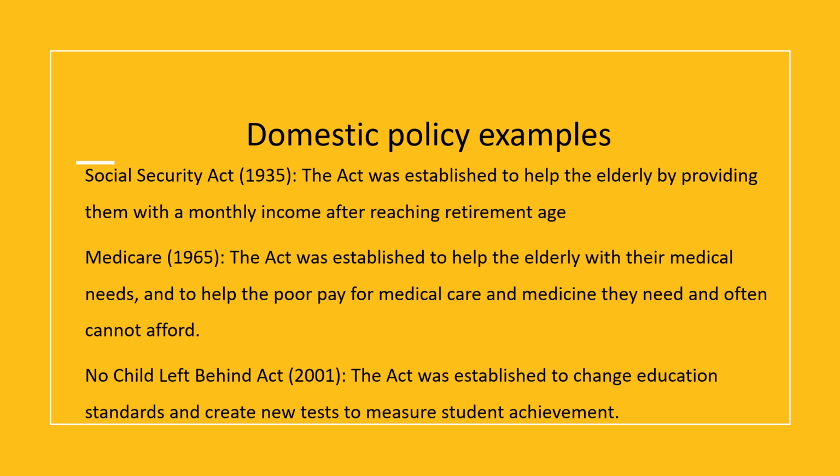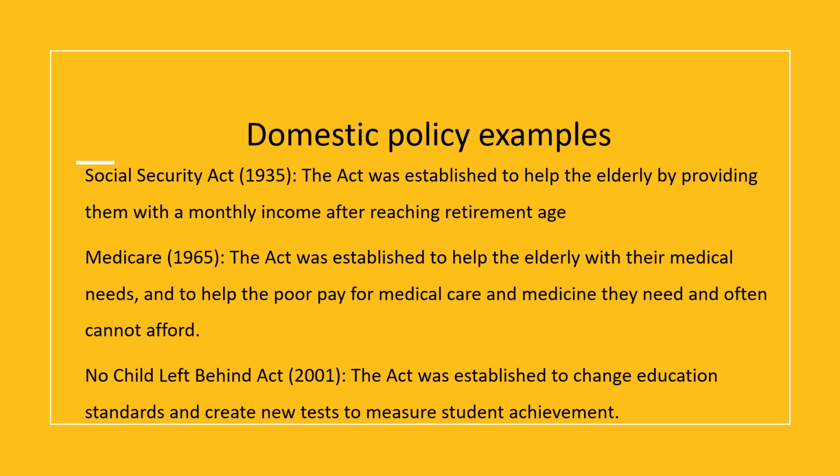We will now focus on 3 domestic policy examples. The Social Security Act was enacted to help the elderly by providing them with a monthly income after reaching retirement age. Medicare, about 30 years later, was established to help the poor pay for medical care and medicine that they need and often cannot afford. Medicare was intended to support both the poor and the elderly.